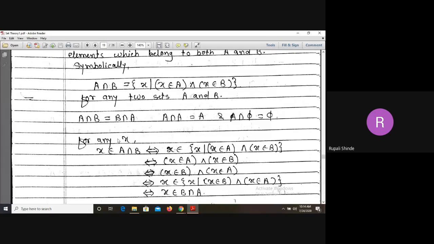So first of all, tell me, have you understood how we have proven this statement, A intersection B is equal to B intersection A? Have you got this? Yes, ma'am. Yeah.